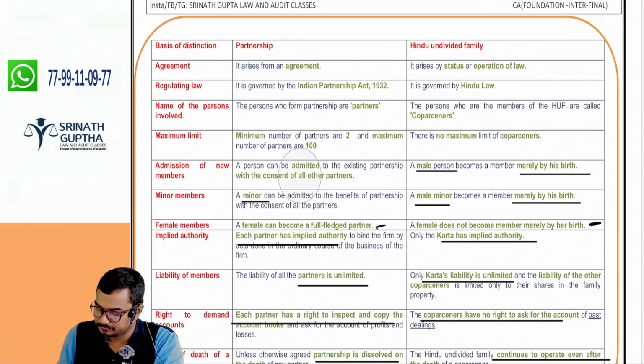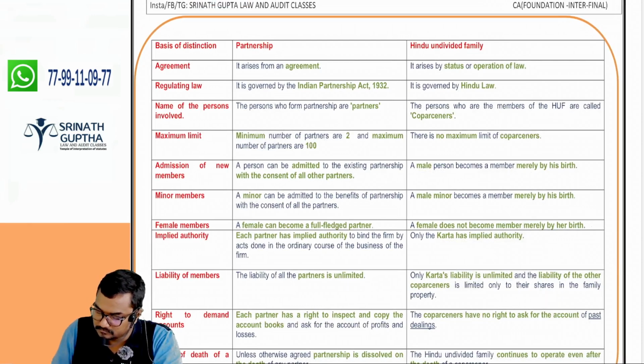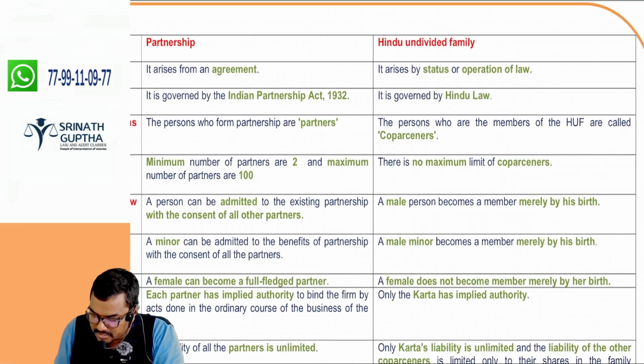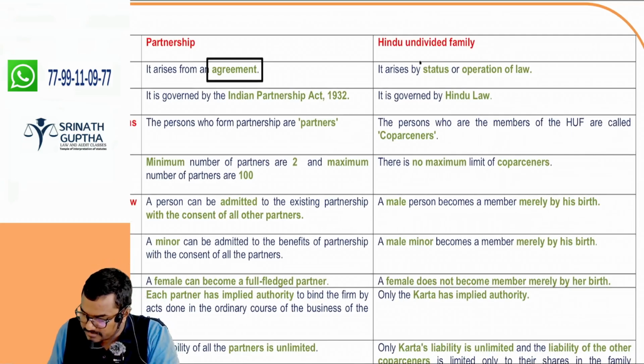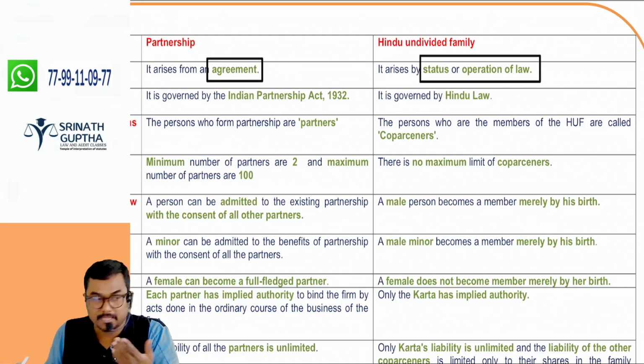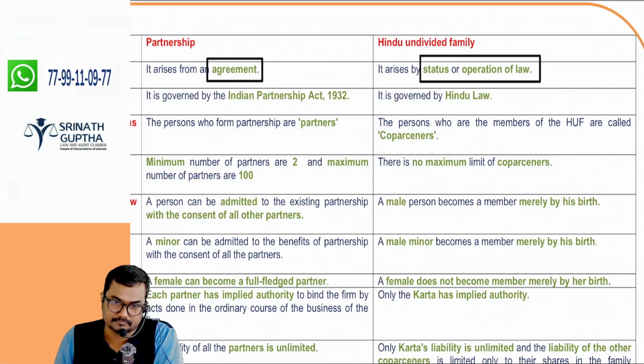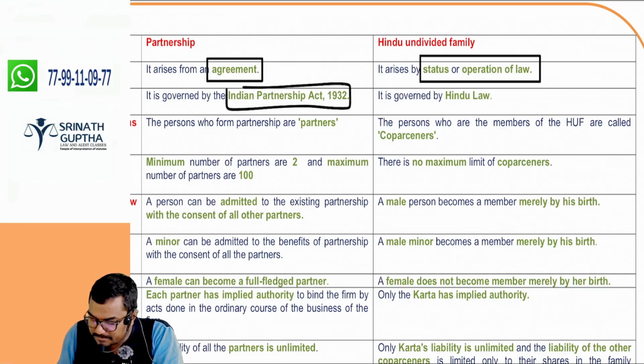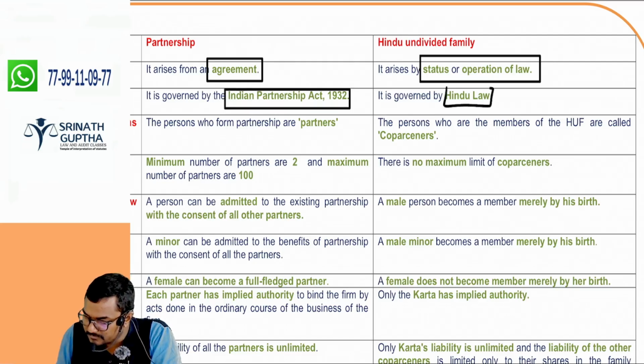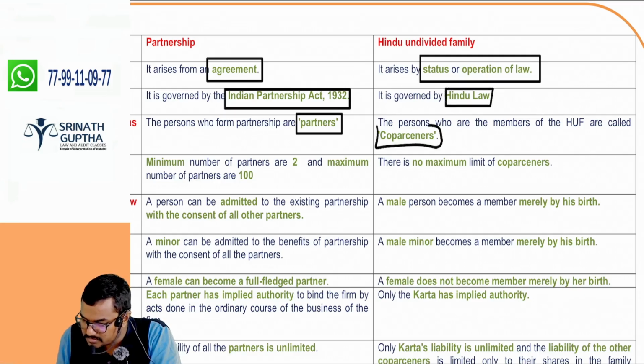HUF versus partnership. Partnership will arise from agreement. No agreement, no partnership. HUF arises from status. By status, by birth, you become a member of that family. Chaudhary family, Gupta family, Agarwal family, etc. Partnership is governed by the Partnership Act. HUF is governed by Hindu law. Here persons are known as partners. Here persons are known as co-partners. Minimum 2, maximum 10. Here there is no limit.